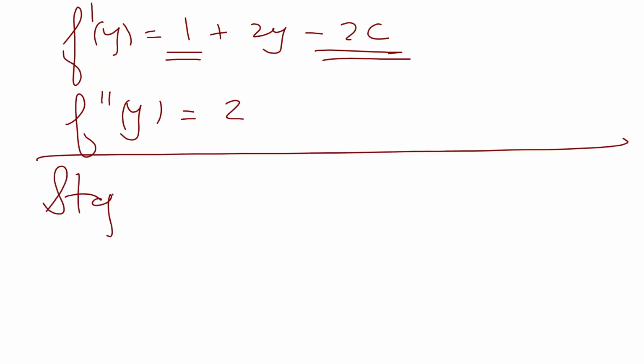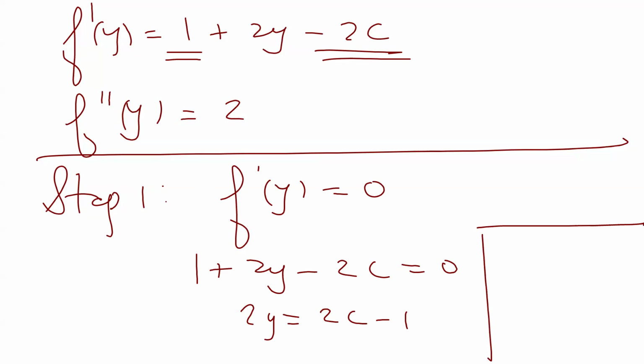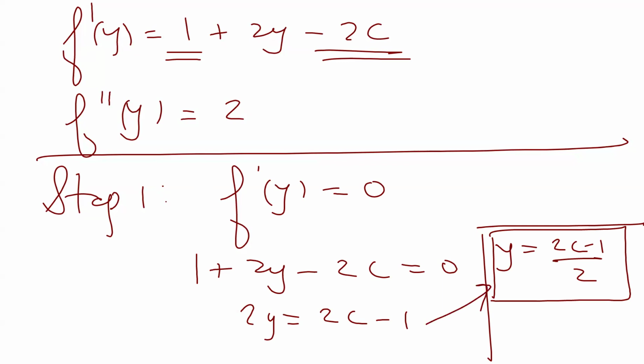Step 1, f dash y equal to 0. So 1 plus 2y minus 2c is equal to 0. 2y is equal to 2c minus 1. Okay. So y is equal to 2c minus 1 upon 2. We got the value of y. Fine.